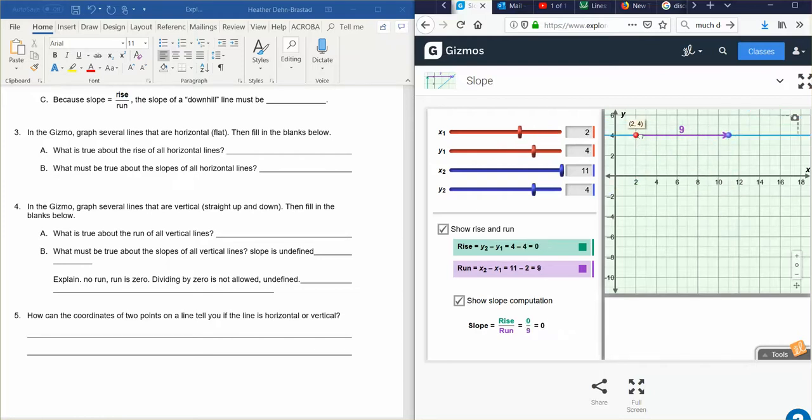In a horizontal line, let's look at the y values. We have 2, 4 and 11, 4. This time the y values are the same. And we can even make that be somewhere else, maybe. Here, I'll make a horizontal line below the x-axis. Okay, my y coordinate is -2, and my y coordinate here is -2. So for a horizontal line, the y coordinates will be equal to each other.